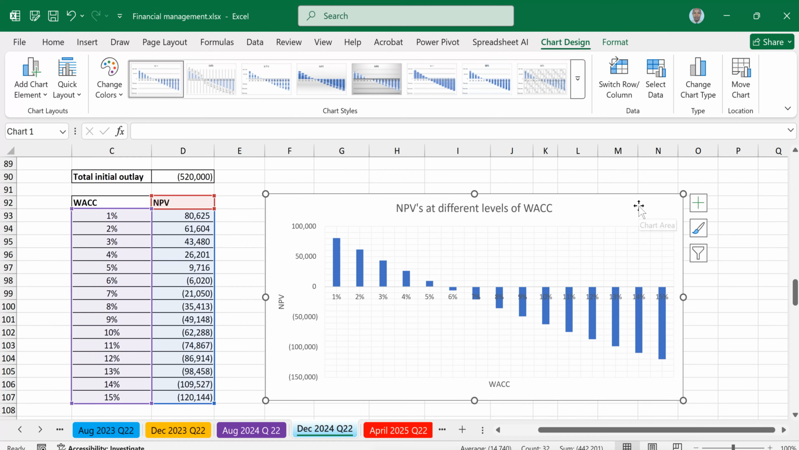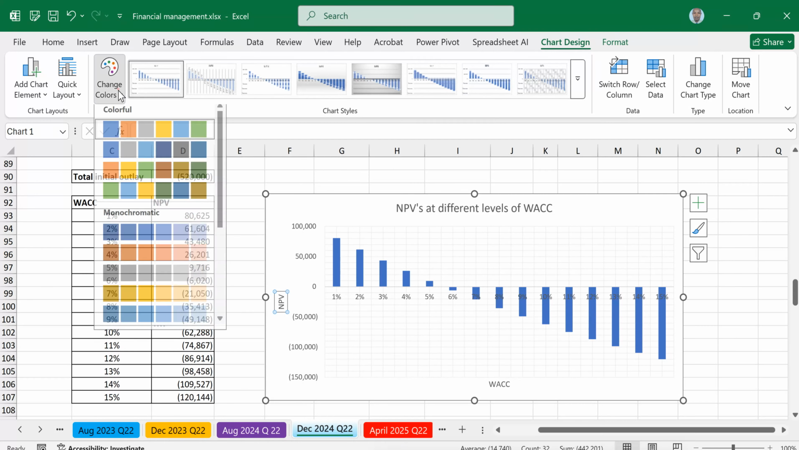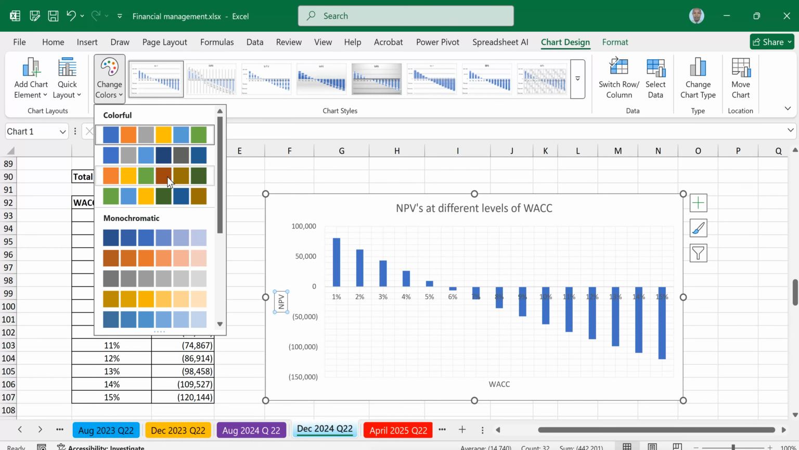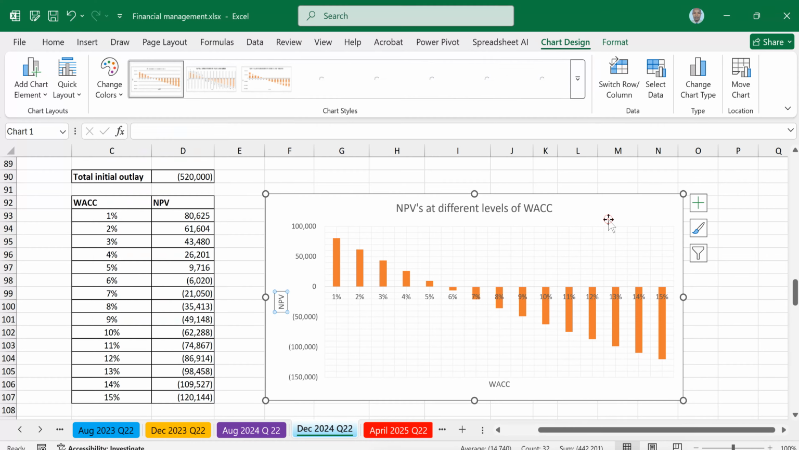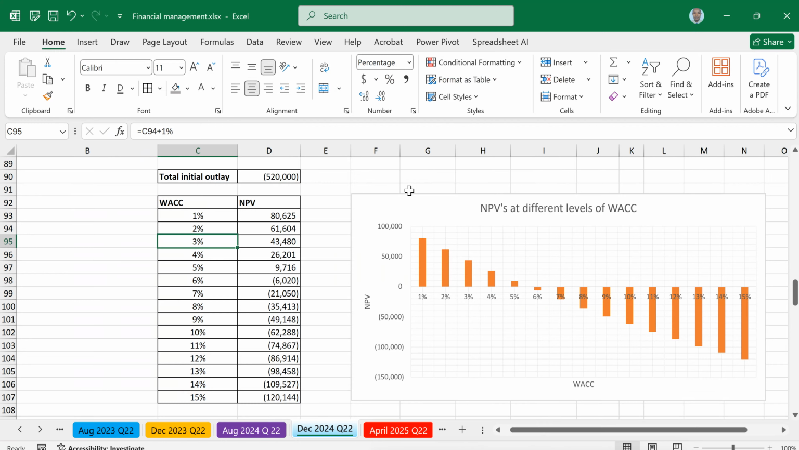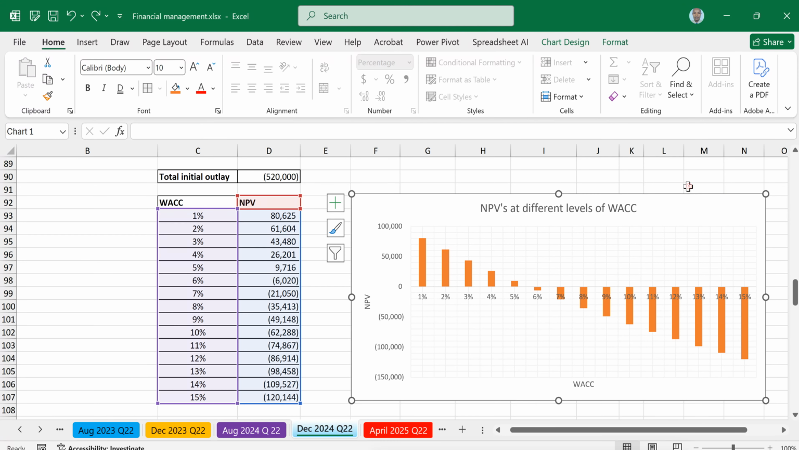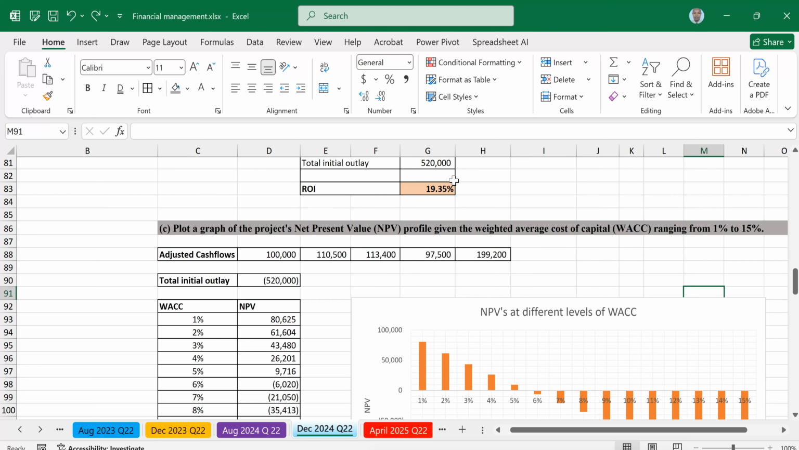You bring the title. You also bring the x-axis, which is work. The y-axis is NPV. If you want to change the color, which is not necessary, you just pick another color and move. Now on to the next one. That was number C. We have two more.